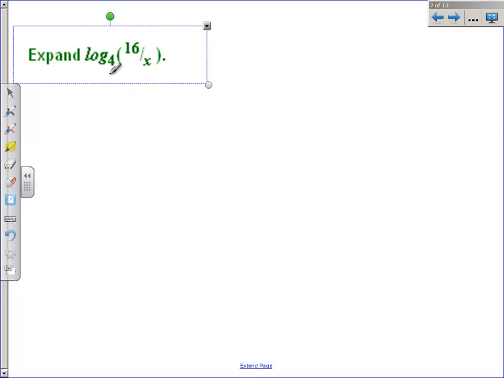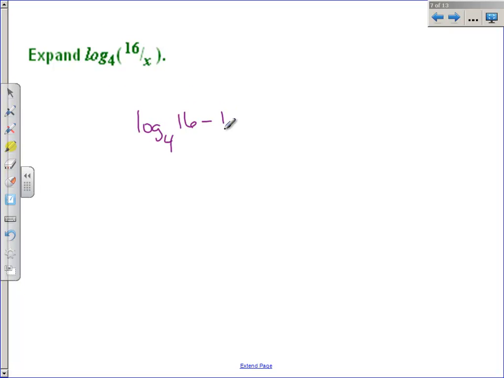Alright, let's do the next one. This is the second example of logarithmic properties, and I have the log base 4 of a quotient. So this is going to be the log base 4 of 16 minus the log base 4 of x. And here I can go a little bit further because the log base 4 of 16, I can answer this. If we convert this into an exponential, I get 4 to the x equals 16. And this is what we practiced on Wednesday. We can write 16 as 4 squared, so x is equal to 2. So the log base 4 of 16 is 2.